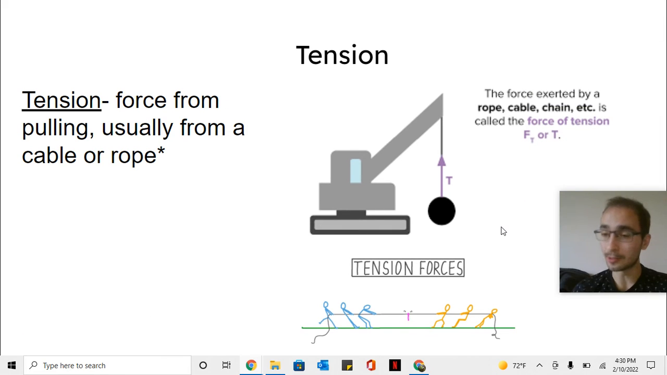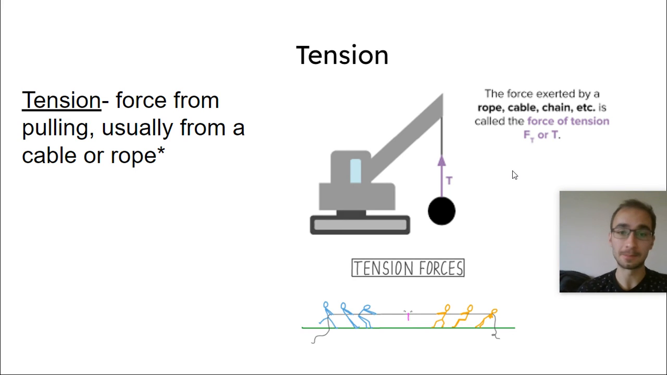The last force I want you to know is called tension. Okay? Tension is a force from pulling, usually from a cable or rope. So like, let's take this wrecking ball. The wrecking ball is held up, the tension's going upwards because the ball is not falling. The cable is holding the ball up, so tension goes up. Okay? And then in this case of tug of war, there's tension going to the left and to the right. Okay? So that's tension. A force from pulling. Just think, if you pull something, that is tension.